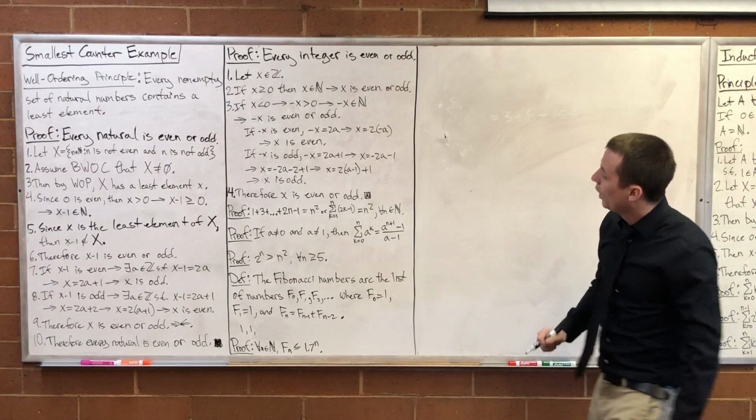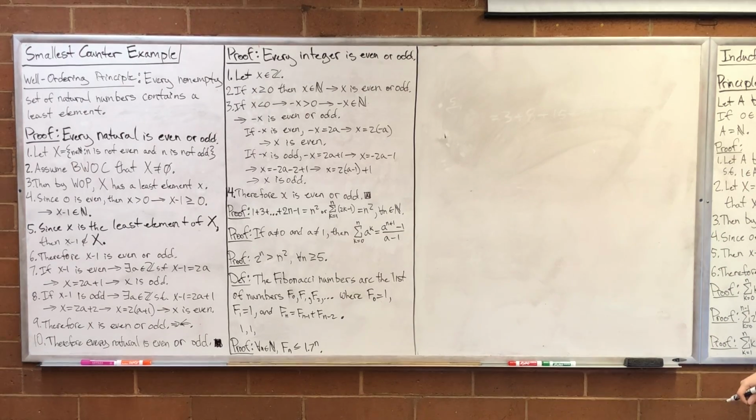What are we doing? We're going to prove that the sum of the first n odd numbers is equal to n squared.